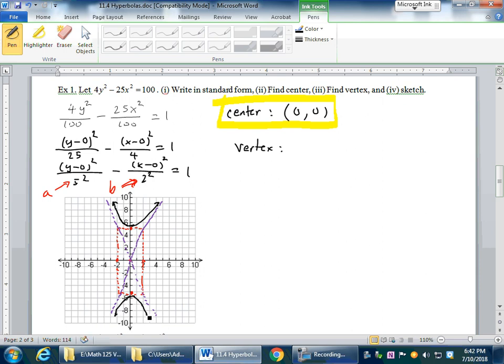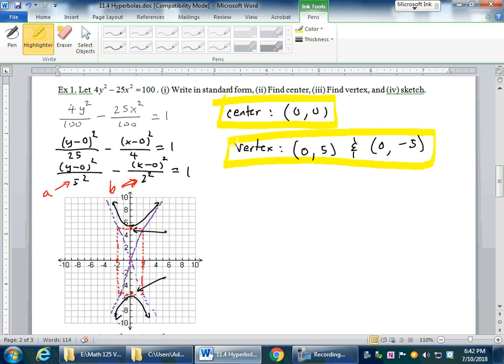And therefore, we will get our vertex at this point and at this point. So my first vertex will be x is 0, y is 5. And the second one is x is 0, y is negative 5. And that will be the vertex that they're asking for. And now we've got everything in standard form: the vertex, the center, and also the graph of it.